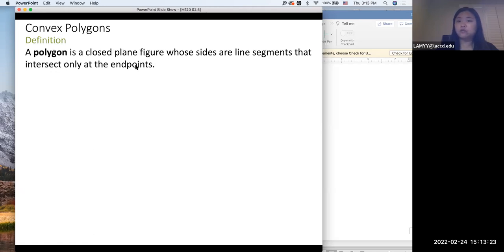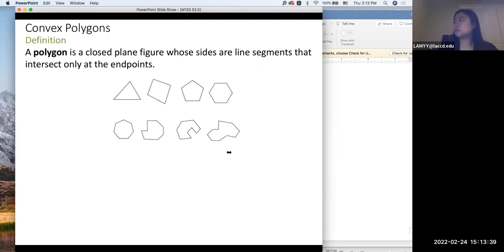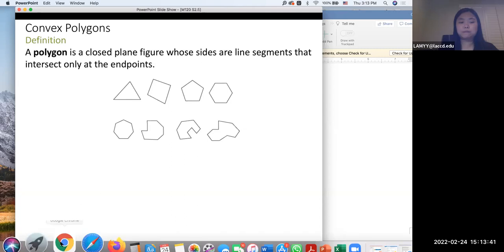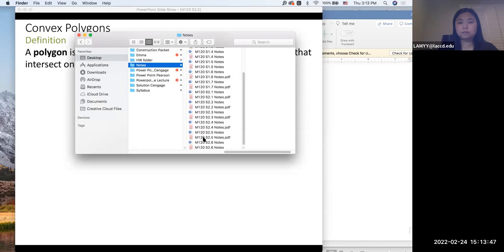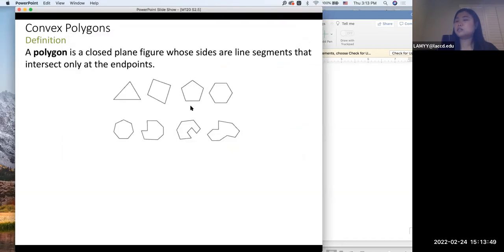Okay, highlight the closed figure. And also it has to be line segments. Okay, line segment. It has to be a straight line. A closed plane figure made of line segments can be a polygon. So examples are like this. Okay, these are all polygons. Closed figure, there's no hole here. And also each line has to be a straight line, a line segment.